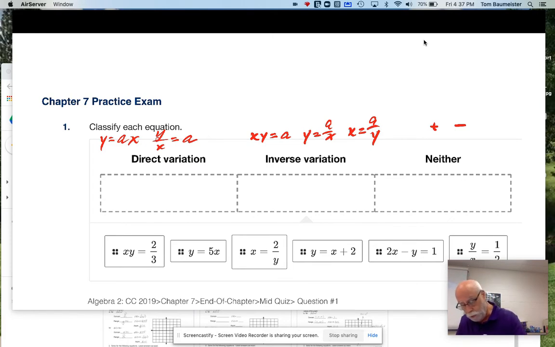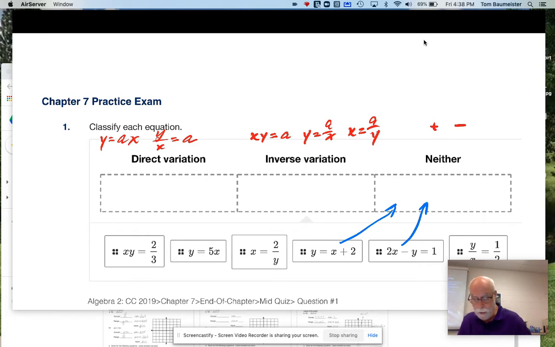For example, this one right here, you have x plus 2. Well, I can tell you right now, that one's going to be neither. So you would drag it into there. Same thing with this one here. You have a plus or a minus sign there. They're going to be neither.